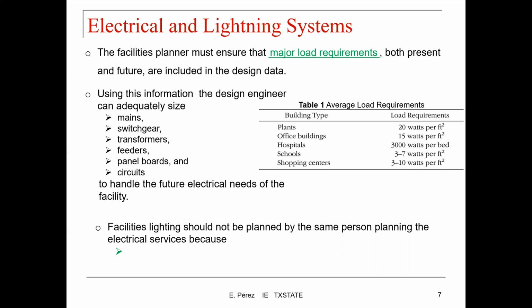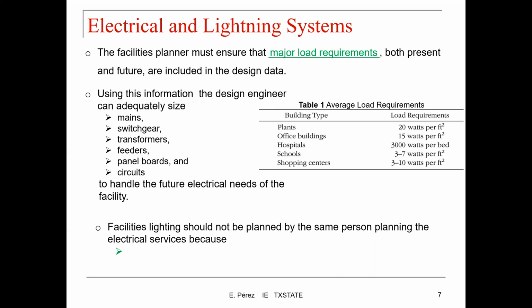Table 1 has the average load requirements depending on building type. If we look at plants, we require in terms of load 20 watts per square foot. Office buildings, 15 watts per square foot. Hospitals, since they need equipment, and for most of their rooms, they have a larger requirement, which is 3,000. Schools, 3 to 7 watts per square foot, and shopping centers about 3 to 10.